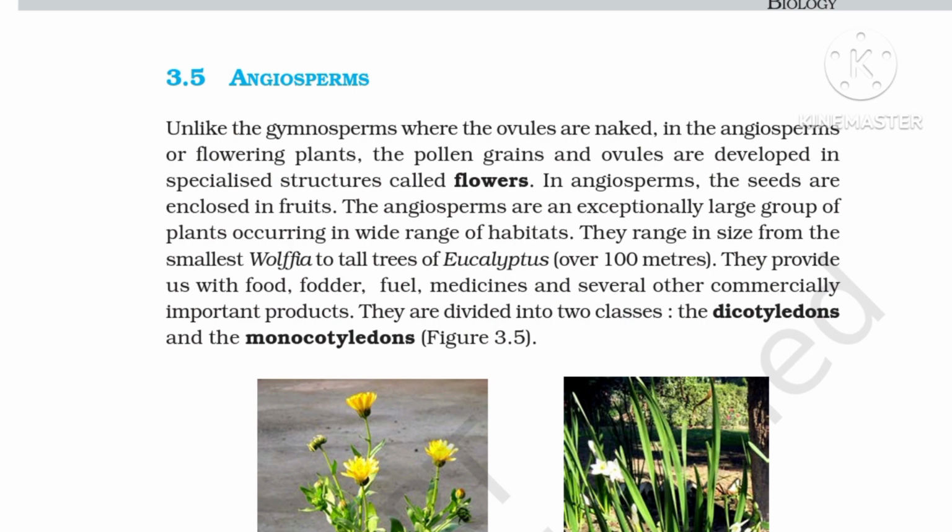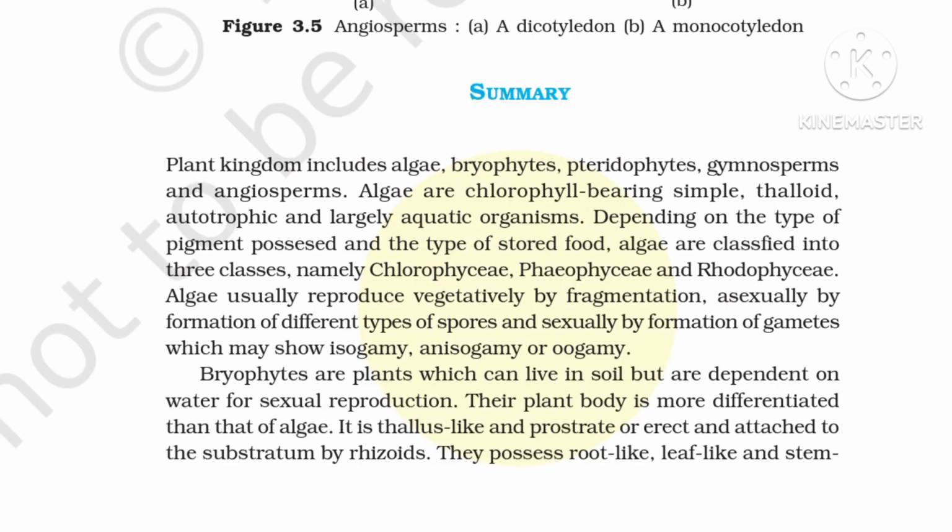The angiosperms are an exceptionally large group of plants occurring in a wide range of habitats. They range in size from the smallest Wolffia to tall trees of Eucalyptus over 100 meters. They provide us with food, fodder, fuel, medicine, and several other commercially important products. They are divided into two classes, the dicotyledons and the monocotyledons.